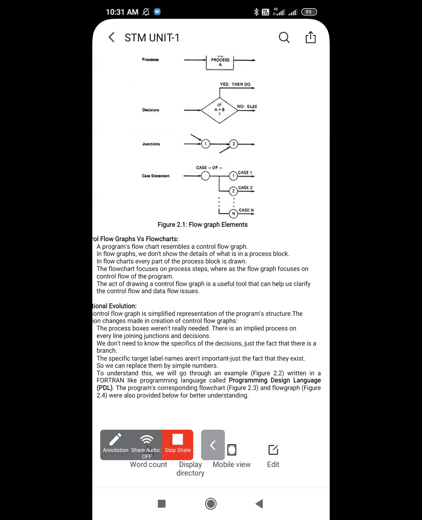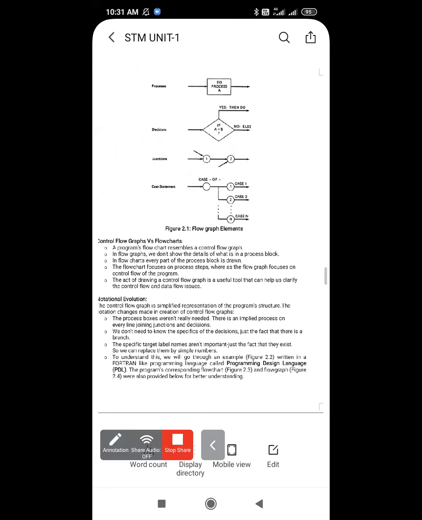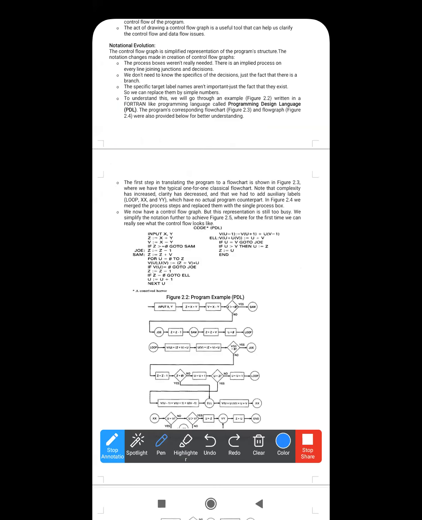Next one, national evaluation. Here, national evaluation is not an important thing. Next one.